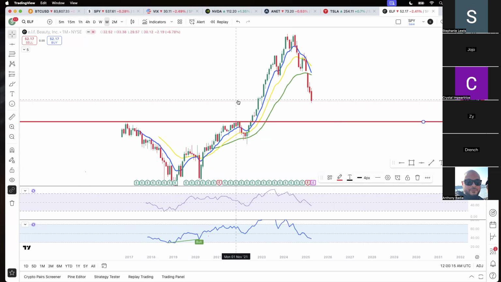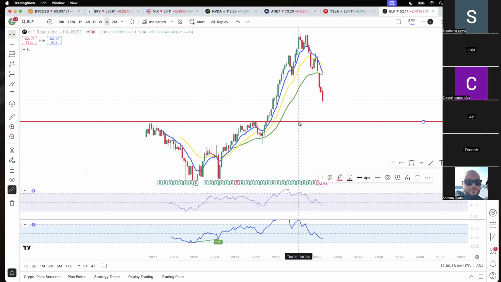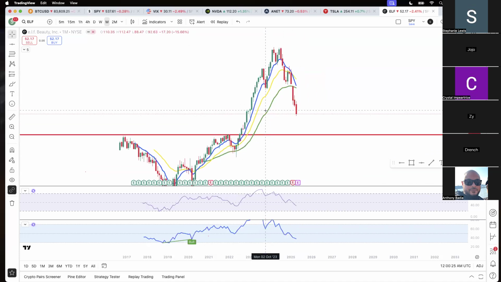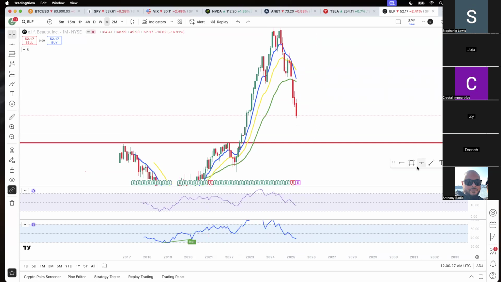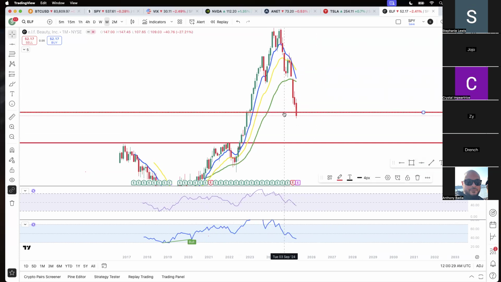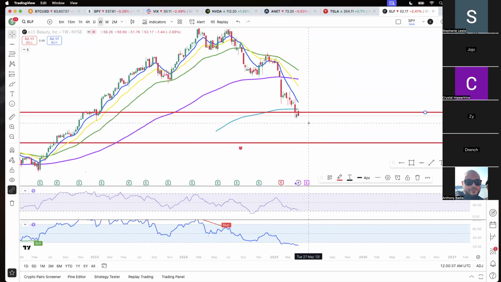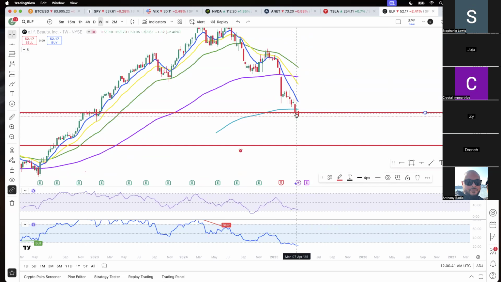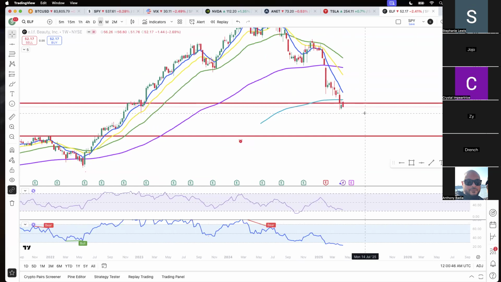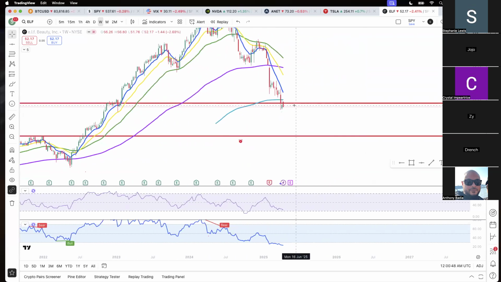So, all right, let's look at ELF. Can you believe that all the way to 33 is a valid retest? This is where I'm setting my alerts. And as long as ELF stays under 55, it has a chance to get to 33. Let's look at the weekly. So far, we've stayed under 55 and we've lost the 400. So I think 33 is very, very likely for ELF.